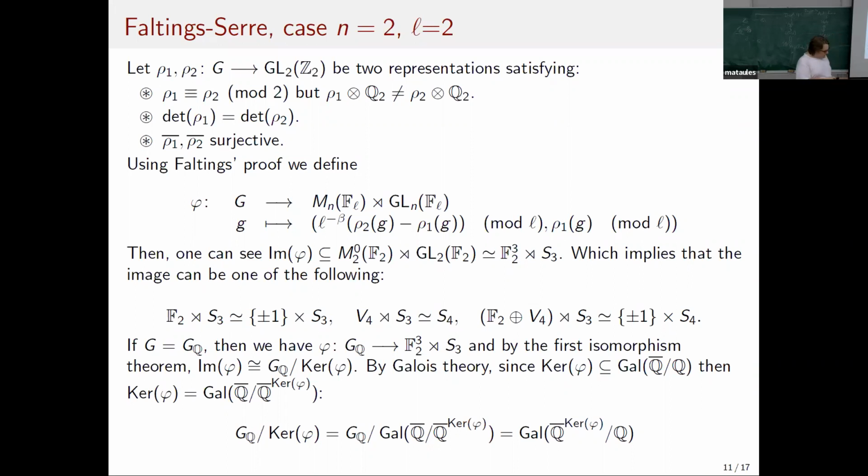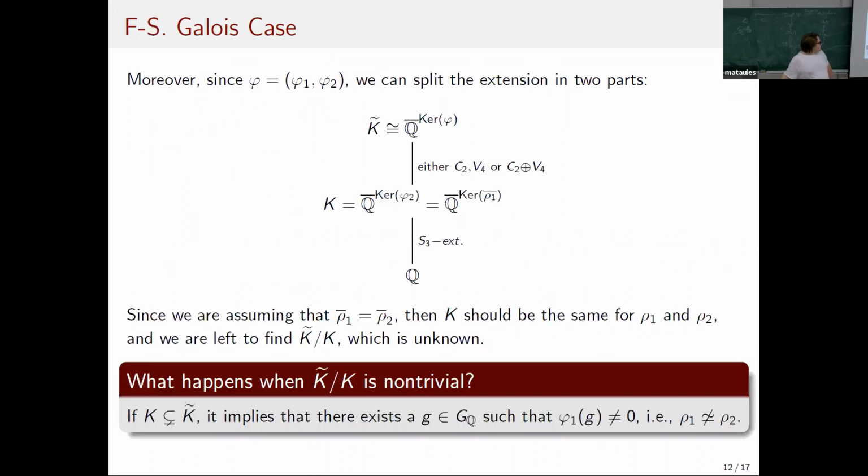Okay, but you can also work a bit more, since this phi right here has 2 components, and we know most things about the second component. You can actually work a bit more, and you have this diagram of extensions. The first extension, which is the second component extension, is always going to be an extension of Galois group S3, right? Because you asked for it to be surjective. And then the one on top, you know nothing about because it's the one from the first component.